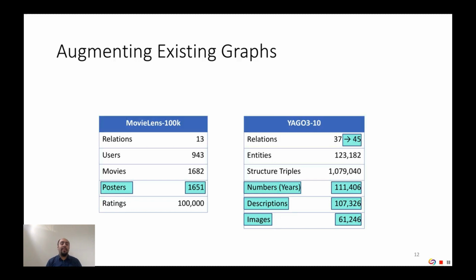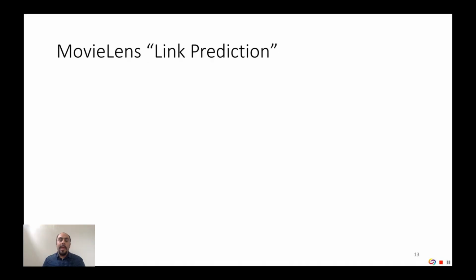In addition to MovieLens 100K, we use the Yago 10 dataset and enrich it with numbers, descriptions, and images. The statistics of the extra modalities are provided in these tables. And to evaluate our models, we conduct a link prediction task on our two datasets.